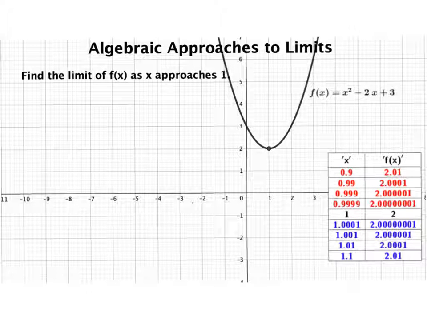To help reinforce some of the graphical concepts that we talked about in the previous episode, I brought the graph of the function in as well as the table, and you can see both graphically we are approaching 2 from the left side and the right side. And you can see in the table as we get closer and closer to 1, as x values get closer to 1 from both the left and the right, we are in fact approaching 2.